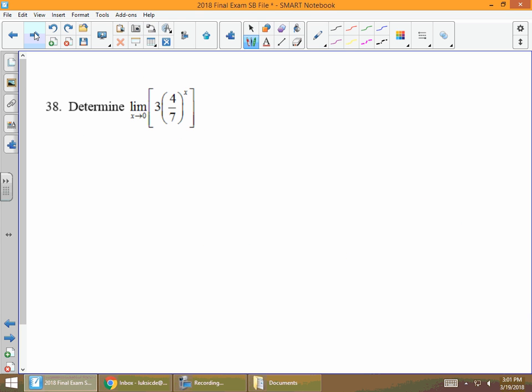38, you just have to know that you can plug in a 0 here. We can plug in a 0 as an exponent. And actually, 0 is arguably the nicest exponent because anything to the 0 power is 1. So that whole fraction becomes 1. So the limit as x approaches 0 of 3 times 4/7 to the x is just 3.